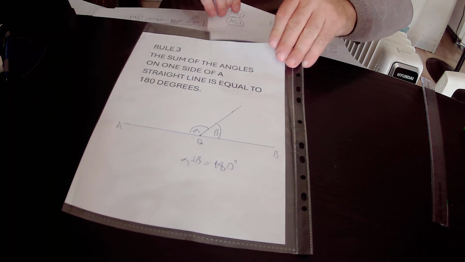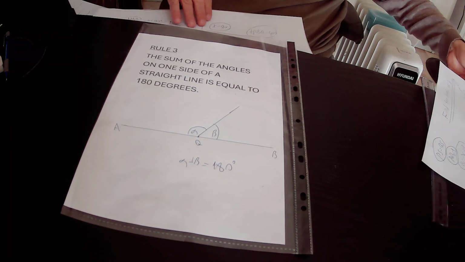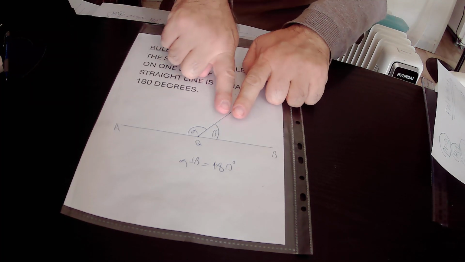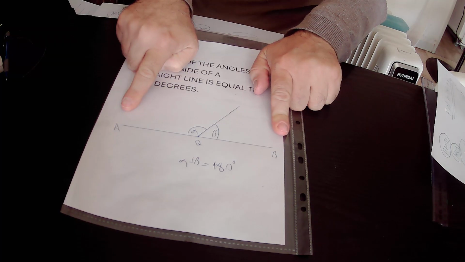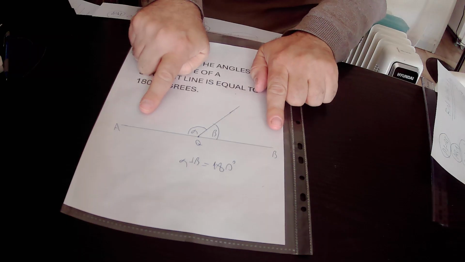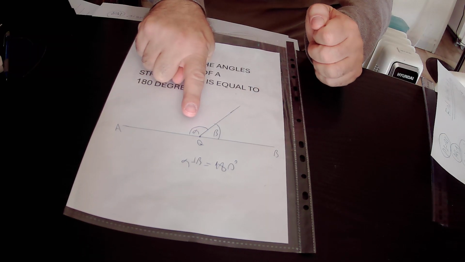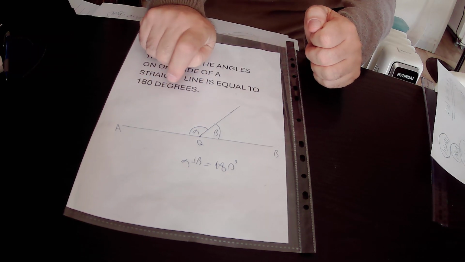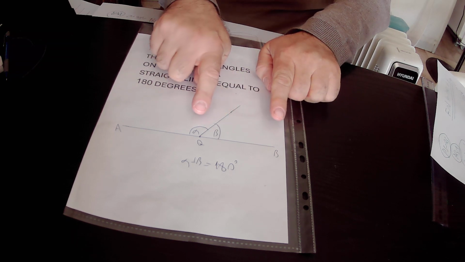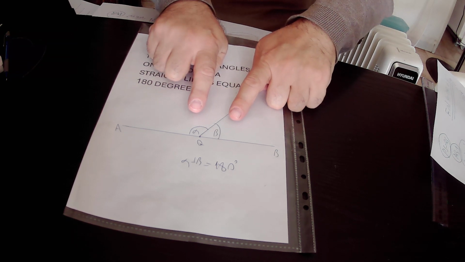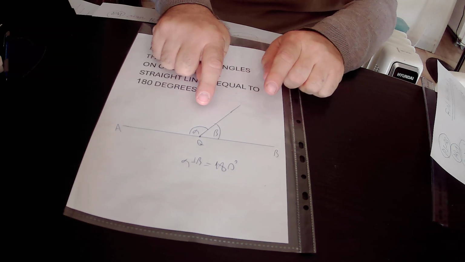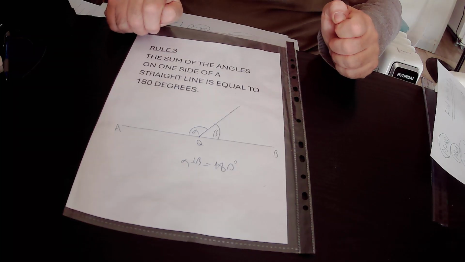According to rule number 3, the sum of the angles on one side of a straight line is equal to 180 degrees. We have in the drawing this straight line AB. So if we focus on the upper side of this straight line AB at point Q, here the sum of the angles must be equal to 180 degrees according to rule number 3. So which angles do we have at the upper side of AB at point Q? We have this angle that is alpha plus this angle that is beta, so alpha plus beta must be equal to 180 degrees according to rule number 3.